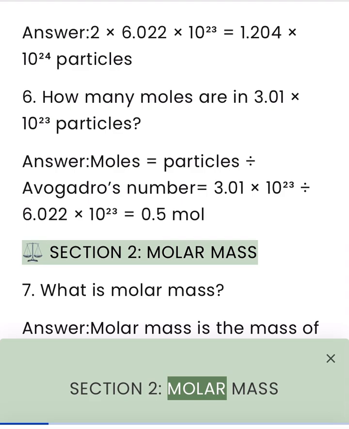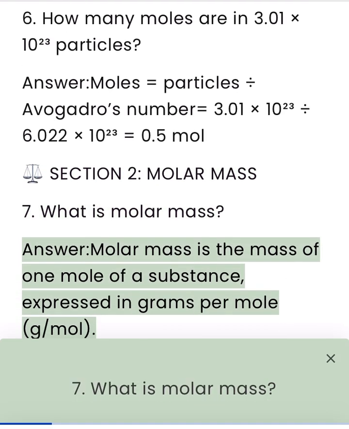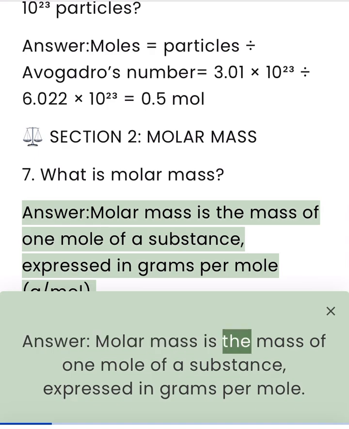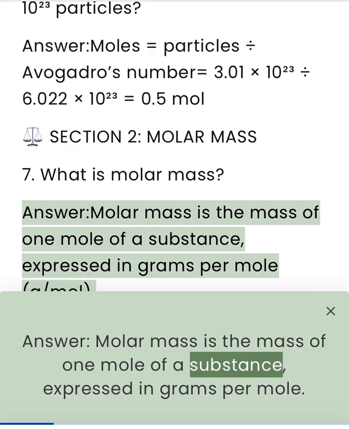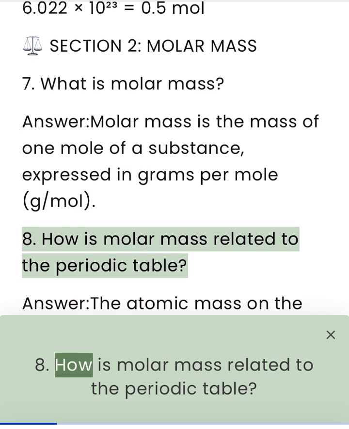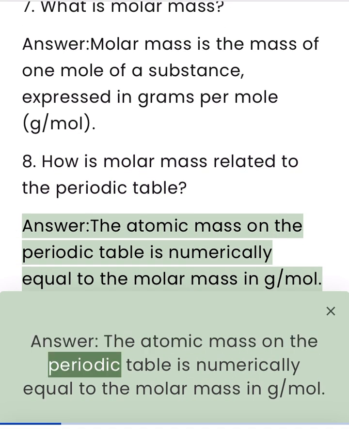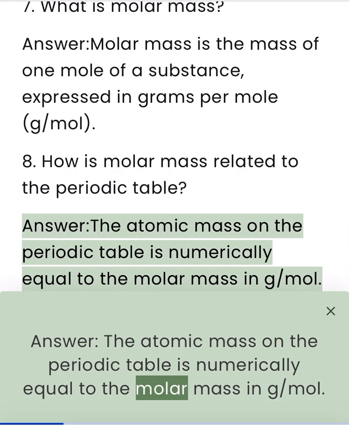Section 2. Molar mass. 7. What is molar mass? Answer. Molar mass is the mass of 1 mole of a substance, expressed in grams per mole. 8. How is molar mass related to the periodic table? Answer. The atomic mass on the periodic table is numerically equal to the molar mass in g/mole.